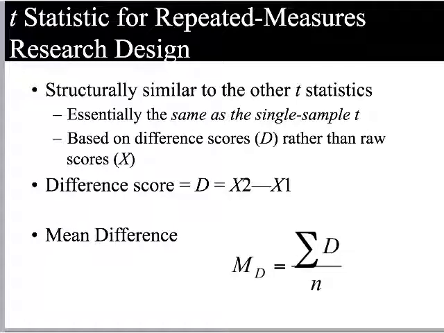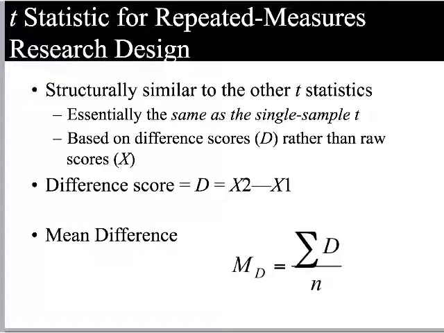And the t-statistic we're going to calculate for repeated measure research design is structurally very similar to the other t-statistics. It's essentially the same thing as the single sample t. The only difference is that it's based on difference scores rather than raw scores. So we introduce a new symbol this chapter, D. D stands for a difference score, the difference between one score and another score.